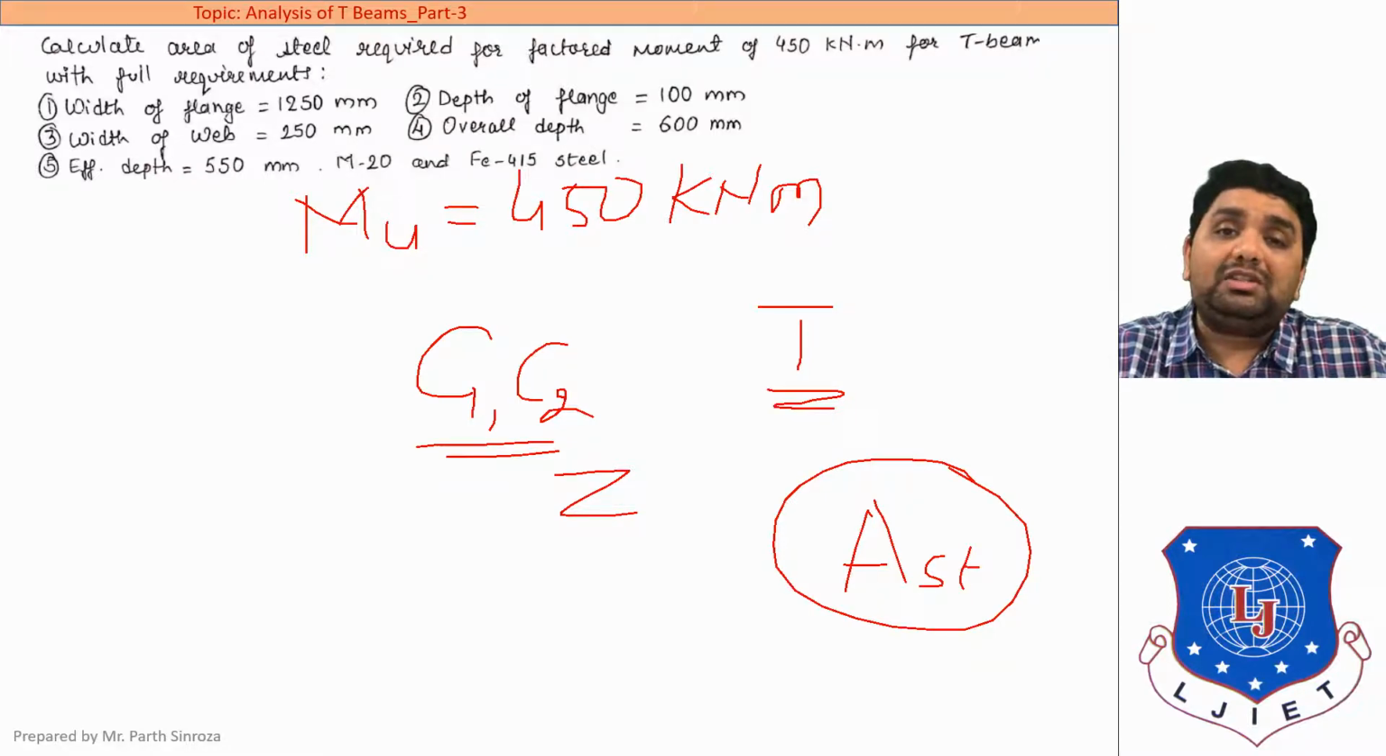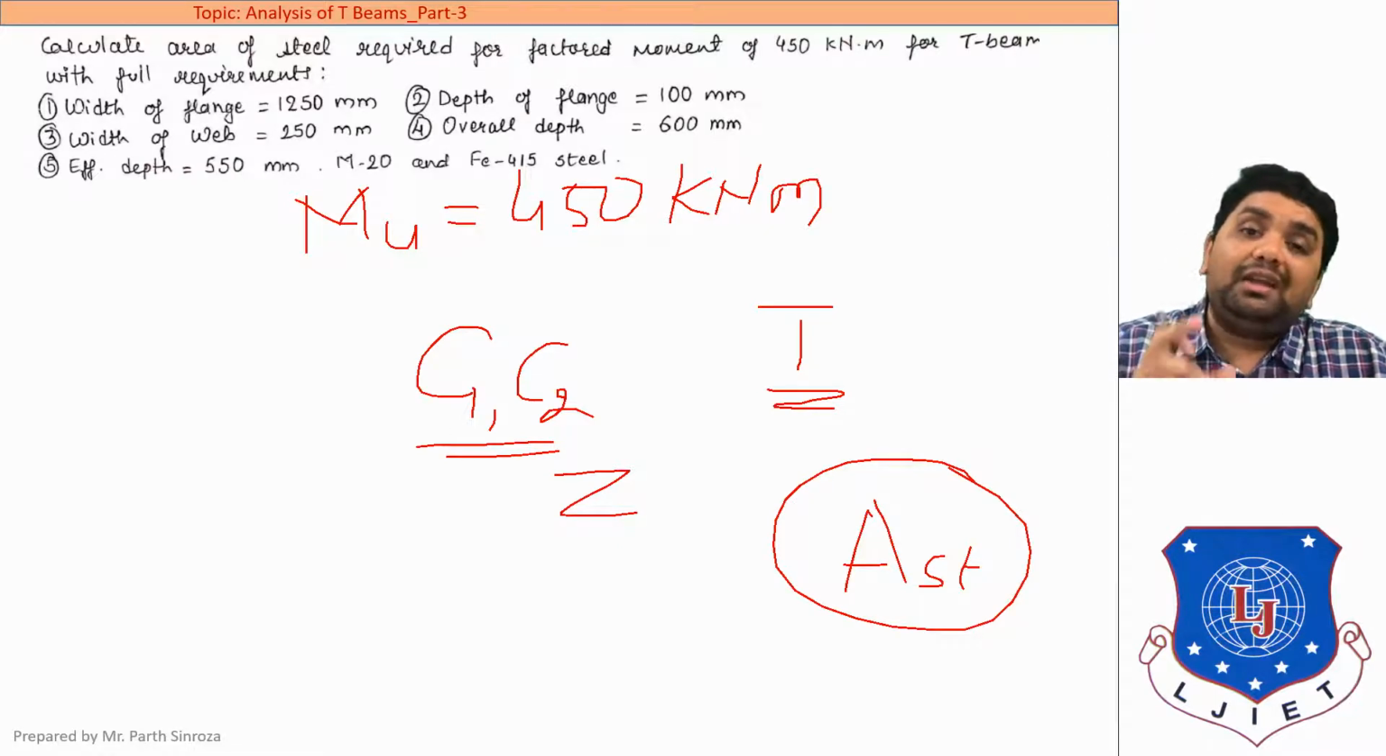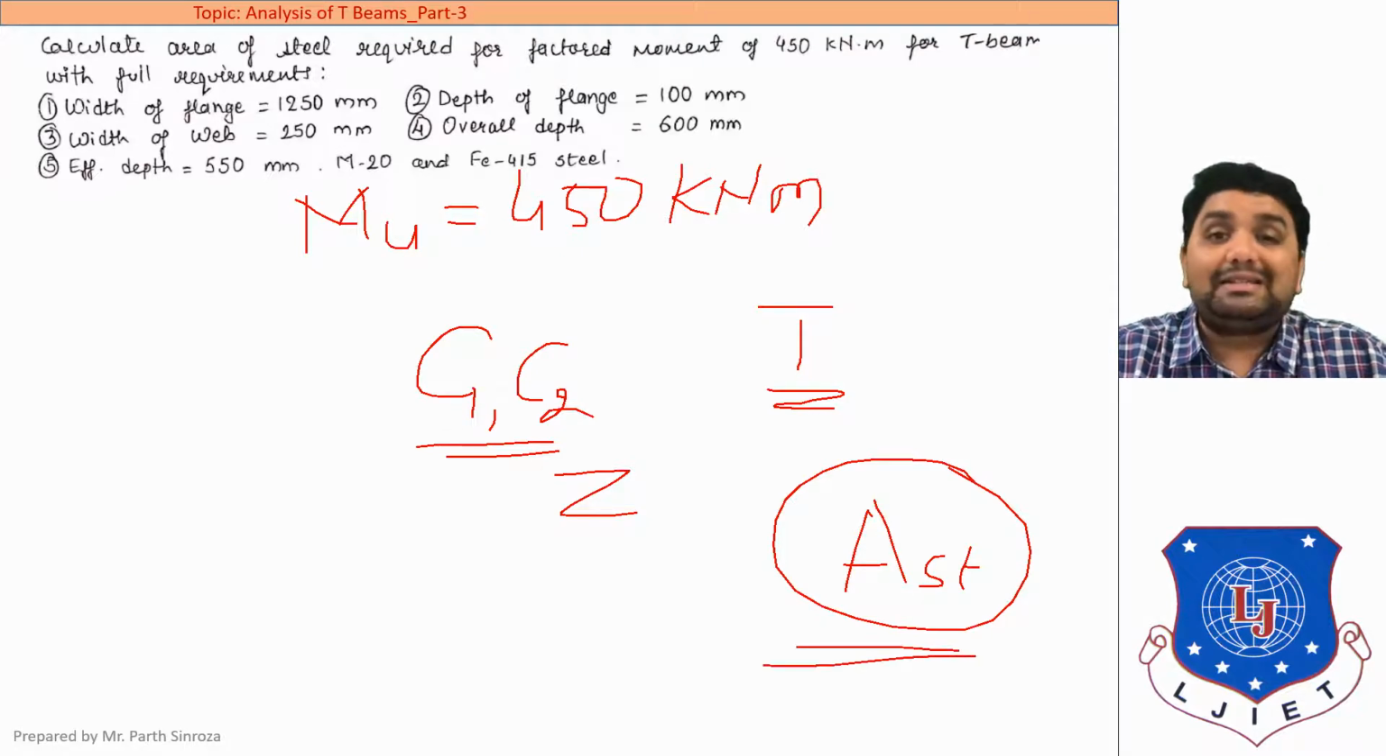Now, if we look into these two cases, that is C into Z or T into Z, let us take an example of C1. The equation of C1 is 0.36 FCK BXU. Clear? In this term, we are not getting the parameter that is to be found, that is AST.